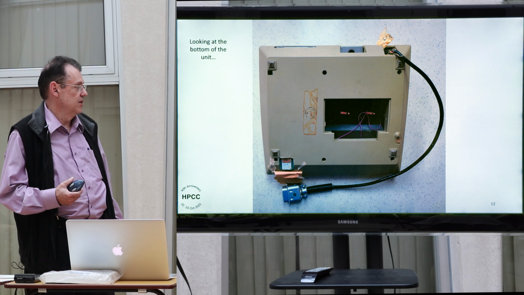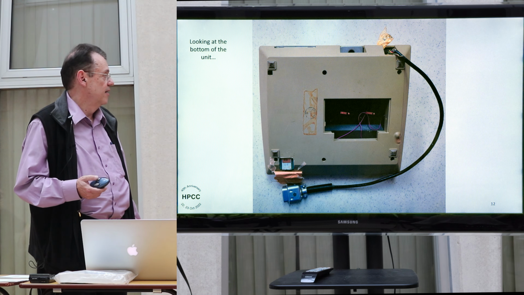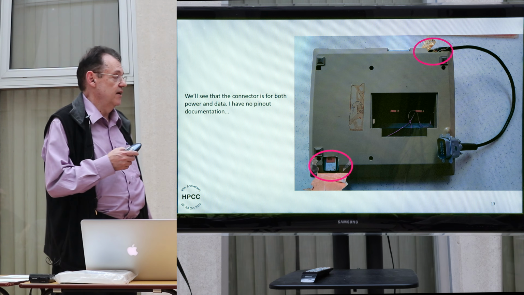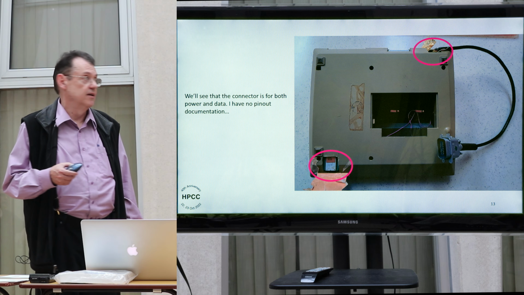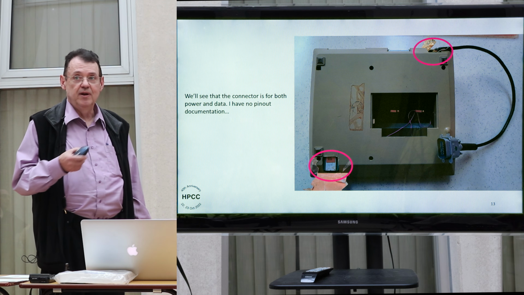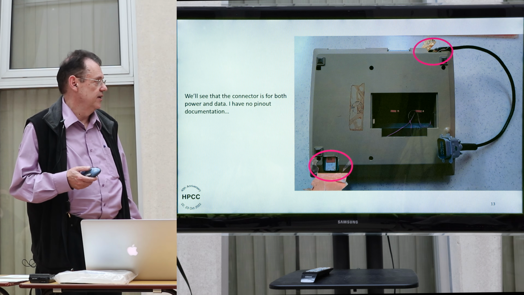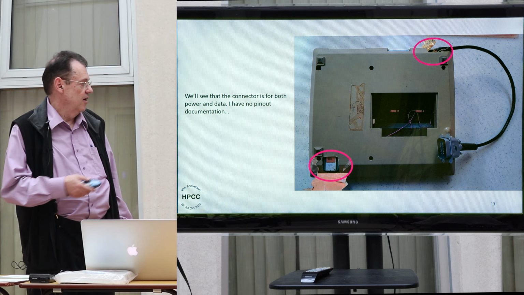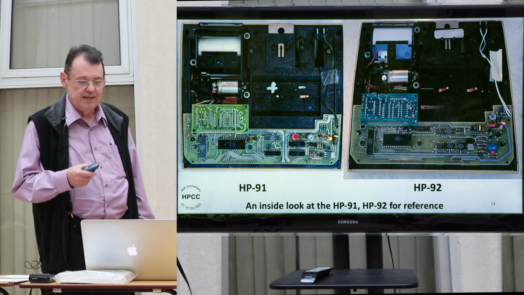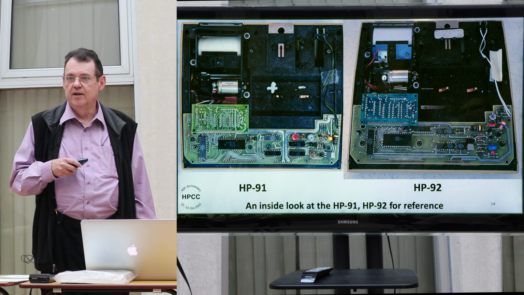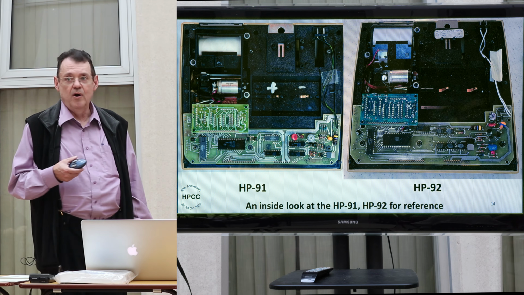Okay. So looking at the bottom of the unit, we'll go through some of the parts there. So we'll see that in a little while, we'll see that the connector that's coming out the back is for both power and data. And I have no pinout documentation. We've looked for it. We can maybe eventually back derive it. And we'll talk about the chip a little bit later. Okay, so this is an inside look at what an HP-91 and an HP-92 look like, just for your reference. And they look quite similar.